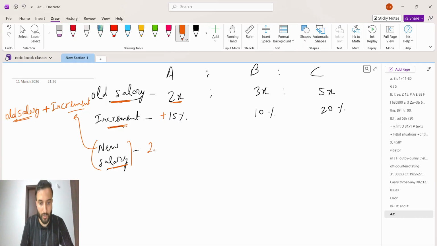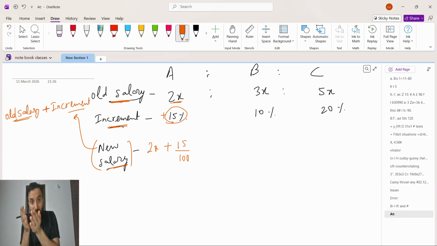The old salary is 2x plus increment, and 15% means 15 by 100. So increment of what? Increment of the old salary only, right? If I give you a 15% increment, you will ask, sir, 15% increment of what? So I will say 15% increment of the old salary. Suppose you are working in a firm and your salary is 1 lakh per month.